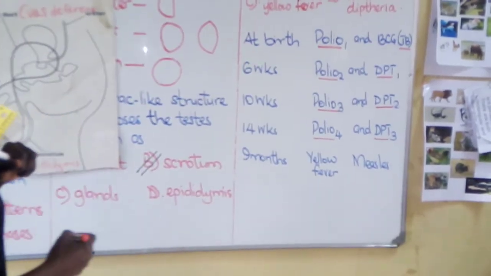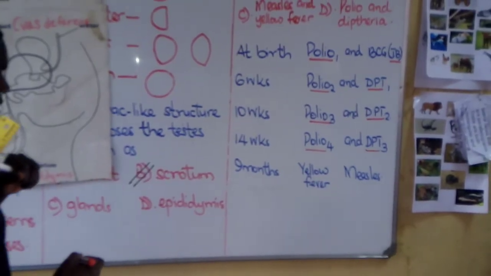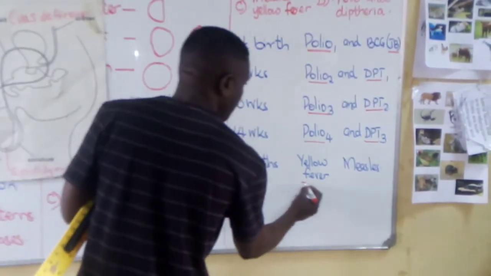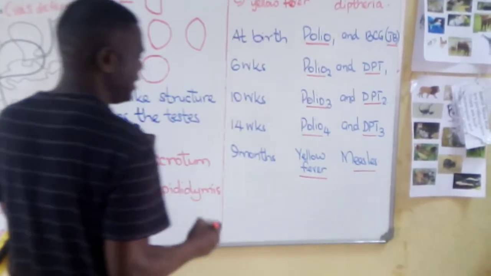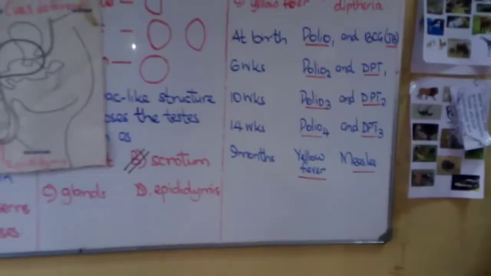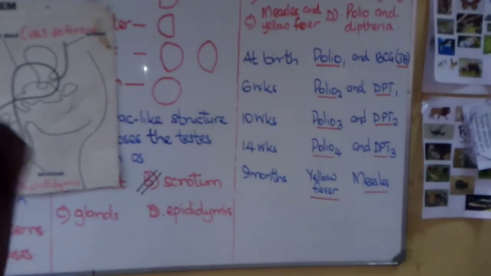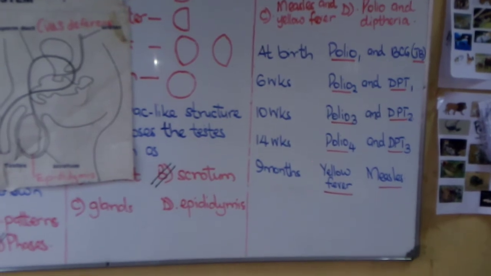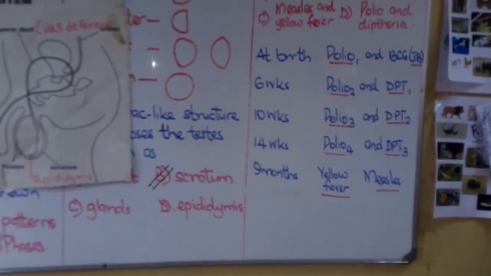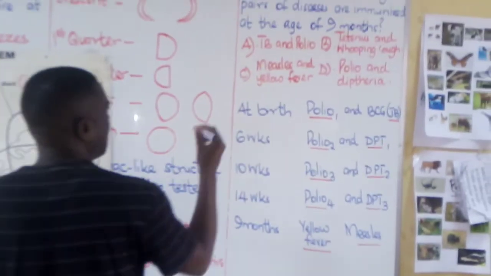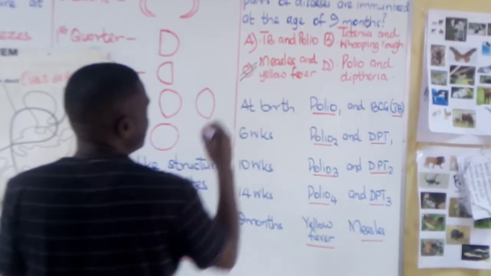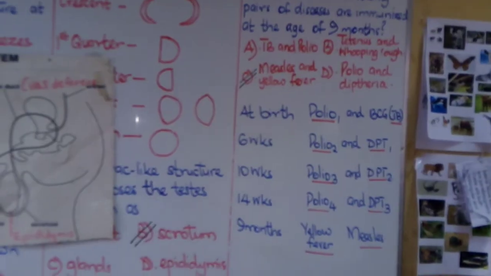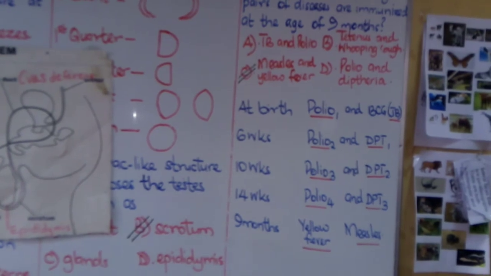Then at 9 months, finally, we have yellow fever and measles. And so that answers our question. The right answer should be measles and yellow fever at 9 months.